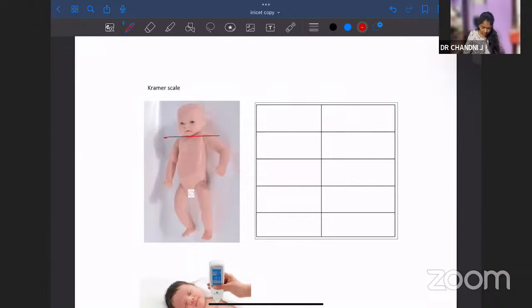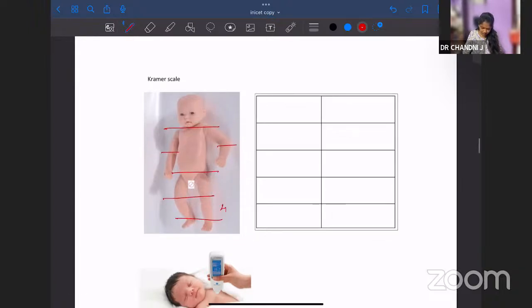Zone 1 is up to the neck. Zone 2 is the trunk. Zone 3 is the thighs and the arms. Zone 4 is legs and the forearms. Zone 5 is palms and soles.